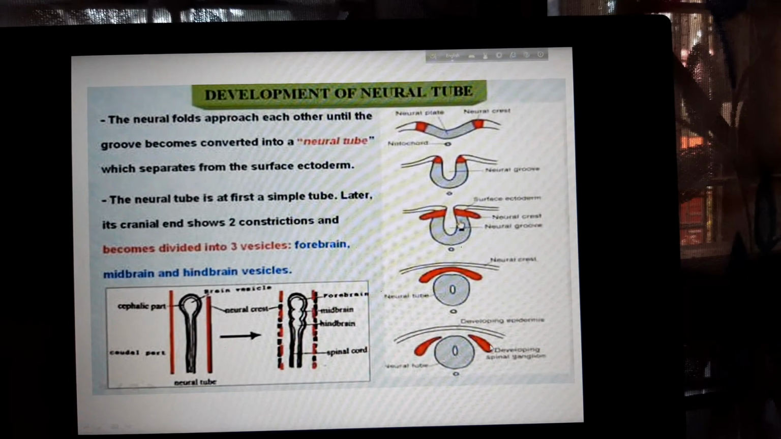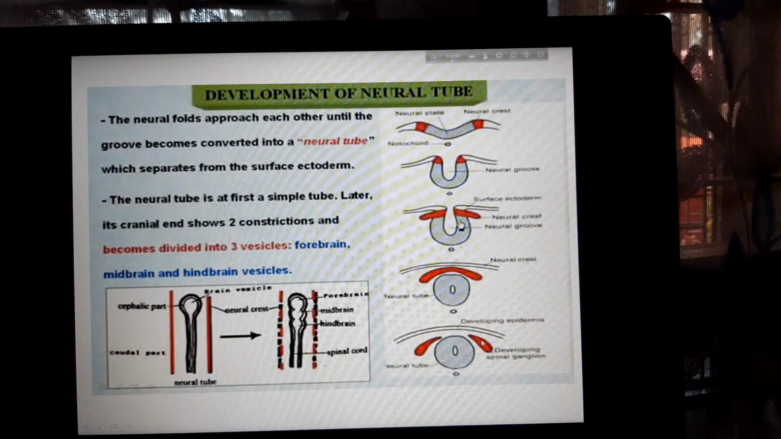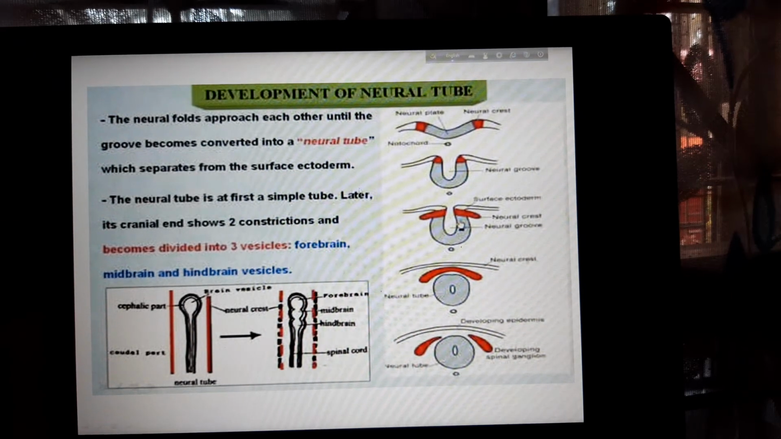Neural crest cells migrate and form Schwann cells. This is the Schwann cell. It is situated with the nervous tissue, and sensory neurons and other structures are developed from the neural crest cells. This is the tube.